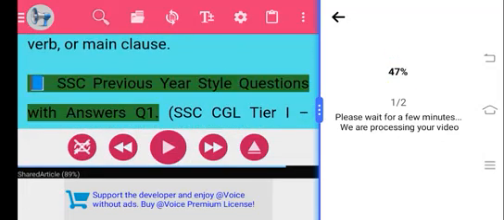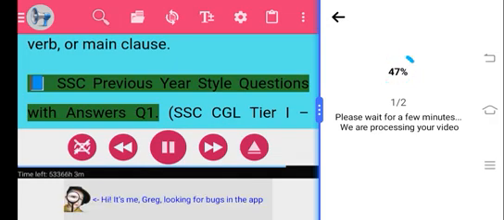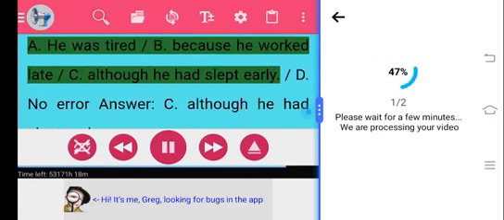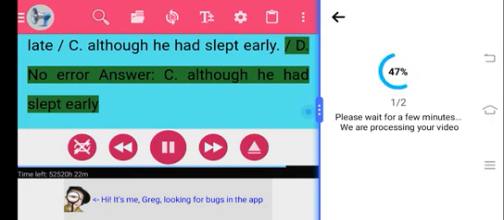Book SSC previous year style questions with answers. Q1. SSC CGL Tier 1 2020. A: He was tired. B: because he worked late. C: although he had slept early. D: no error. Answer: C, although he had slept early.